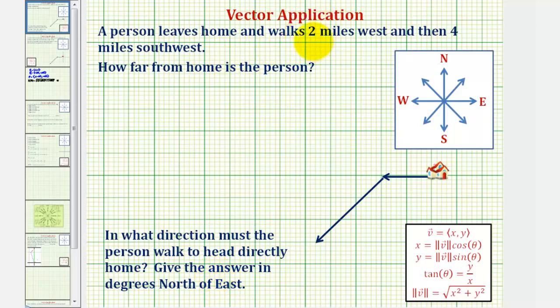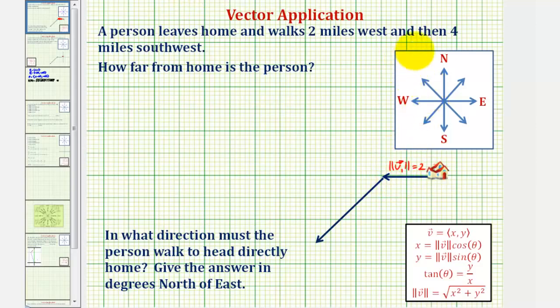So if a person walks 2 miles west, or in this direction west, we can model this piece of the walk using this vector here. Notice how the direction is west, and because the person walked 2 miles, the magnitude of this vector would be 2. So if we call this vector v sub 1, we can say that the magnitude of vector v sub 1 equals 2, and the vector would be in this direction.